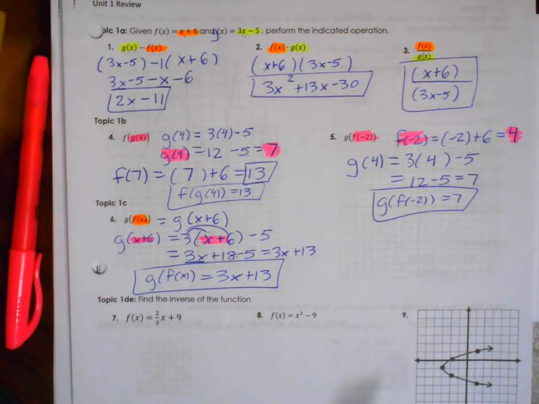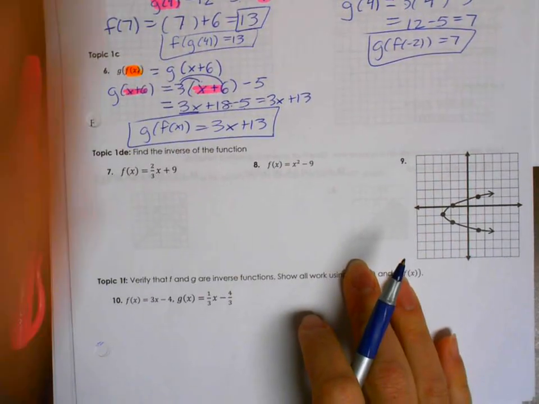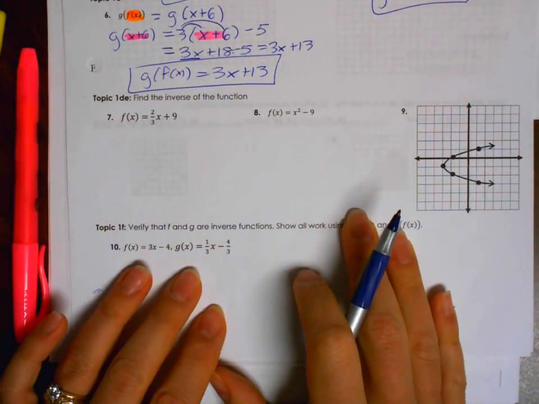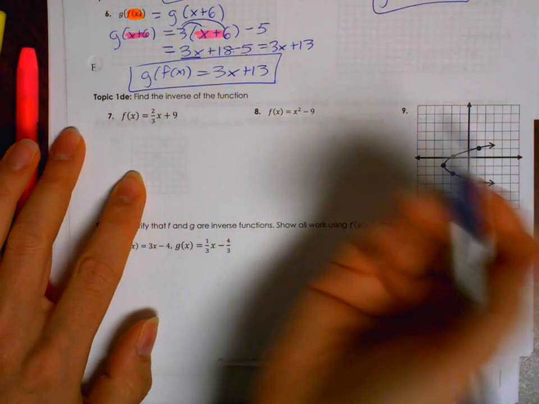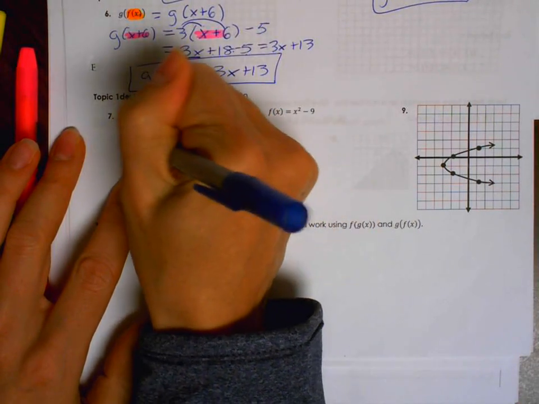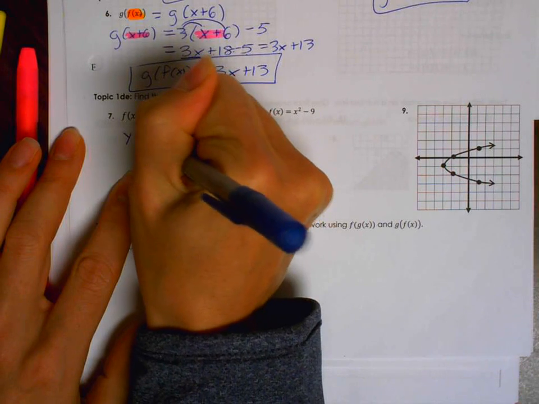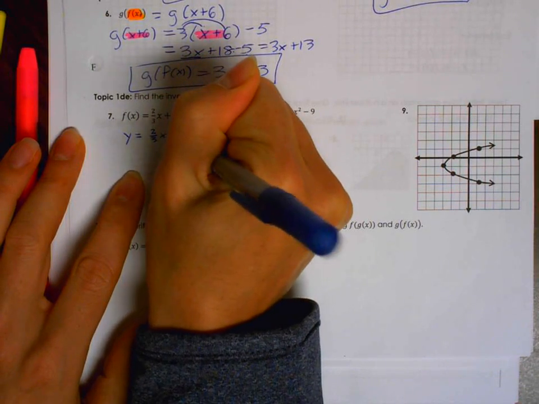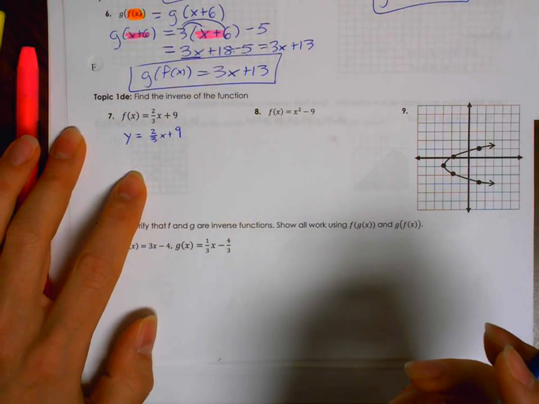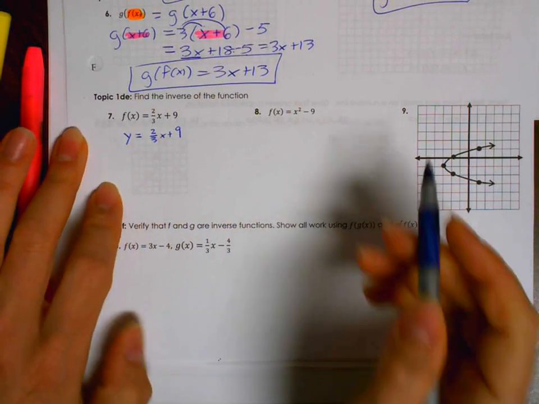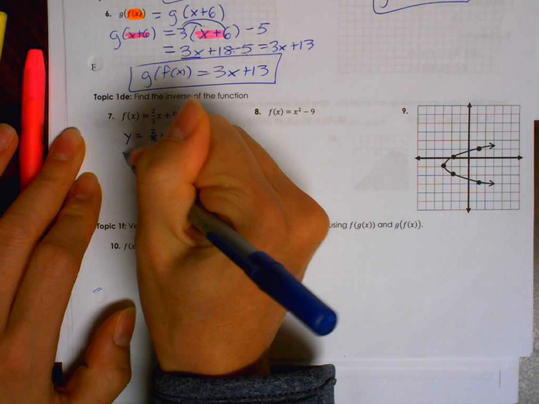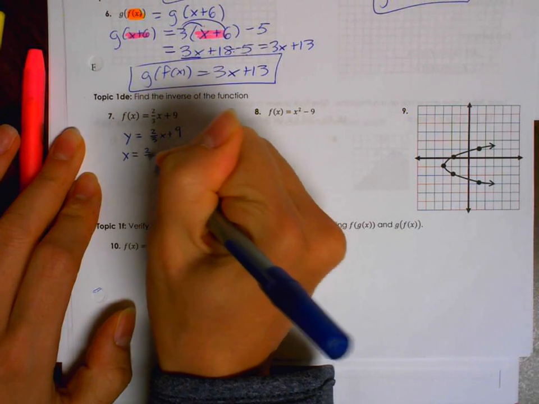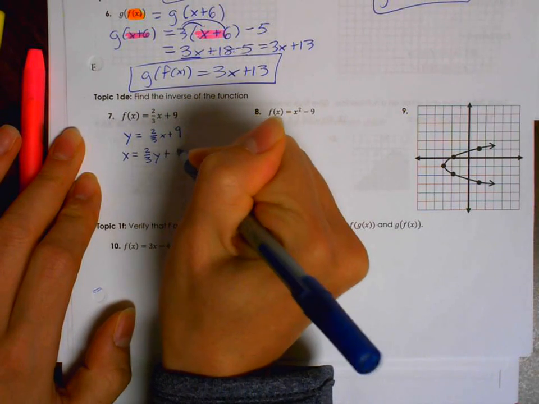Now inverses. So inverses, I need to switch the x and the y. And I like to actually see a y to switch it. So remember that f of x, I could write this as y equals 2/3 x plus 9. These are the same thing, right? F of x and y, those are my outputs. They're the same. So to find the inverse, I'm just going to switch them. So my y becomes the x, and my x becomes the y.